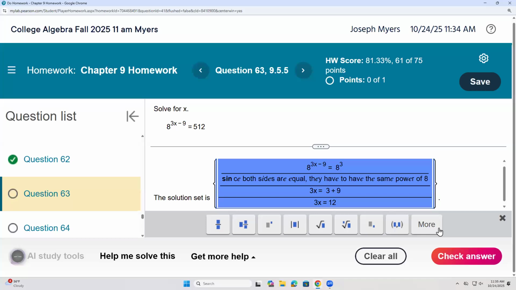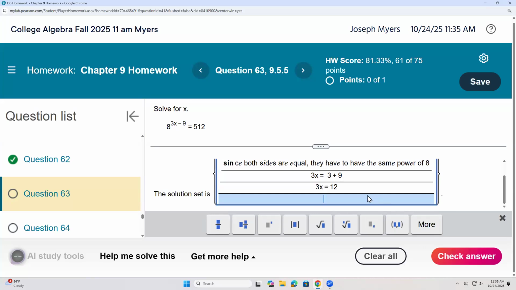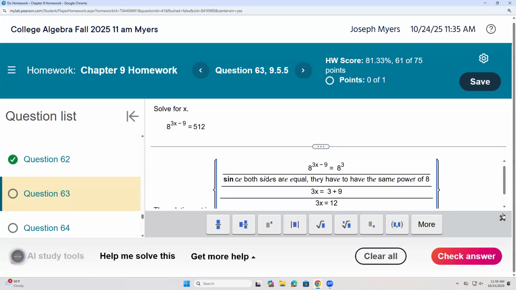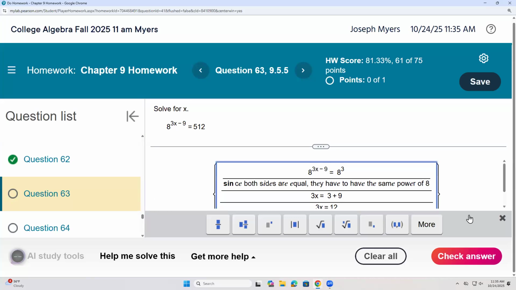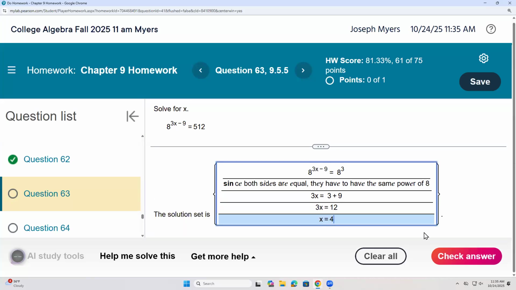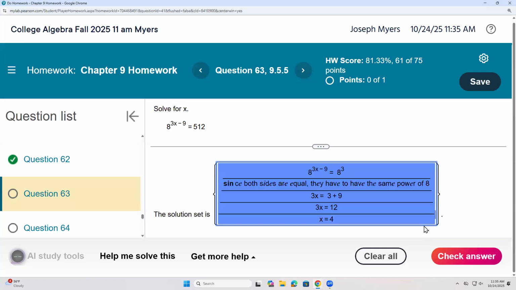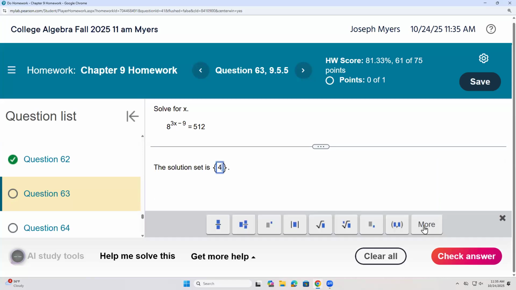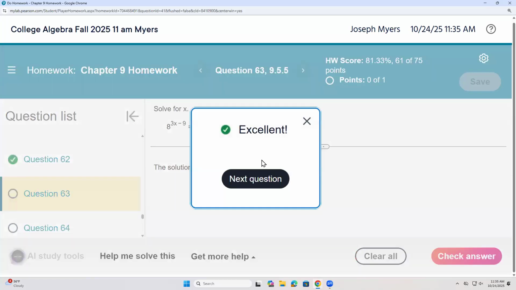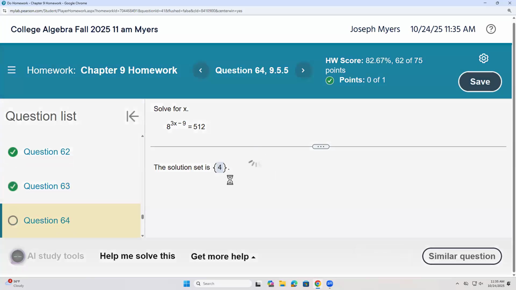Divide by 3. What do you get if you divide by 3? You get x equals 4. There we go. Perfect. So the solution set is x equals 4. Perfect. Good job. Okay. Now, next question, number 64.